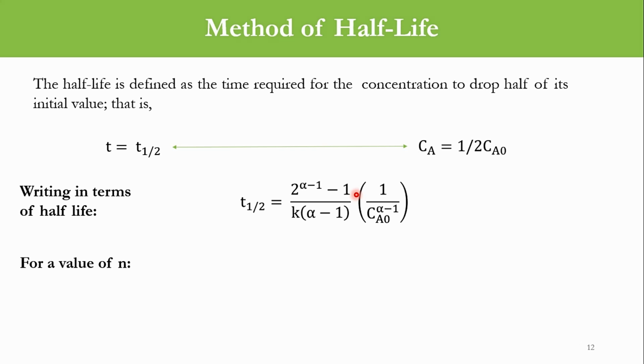For any number of times n, we can write T1/n, where the 2 is replaced by n. The rest of the equation remains the same. That is, T1/n = (n^(alpha-1) - 1)/(k(alpha-1)) times 1/CA0^(alpha-1).